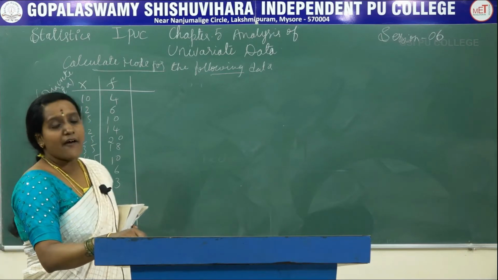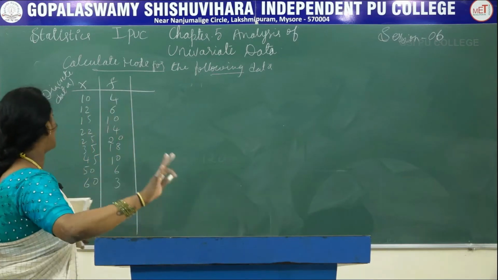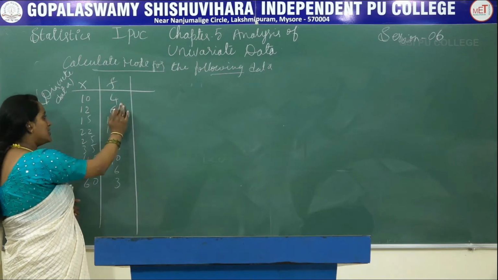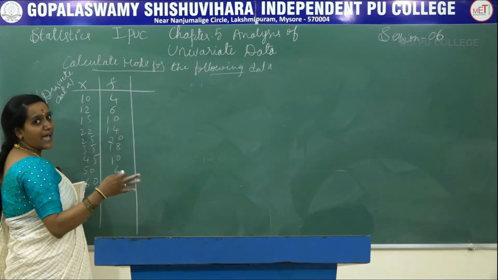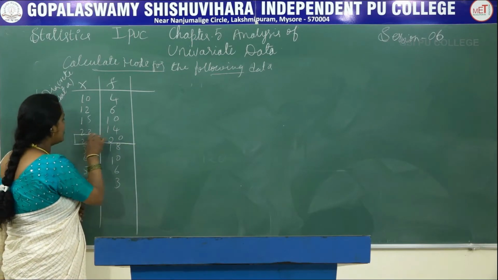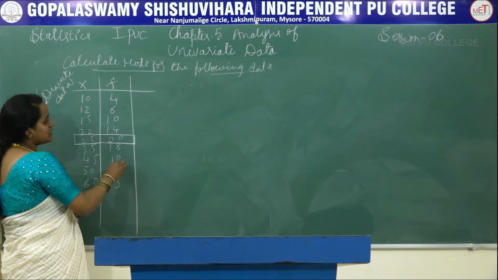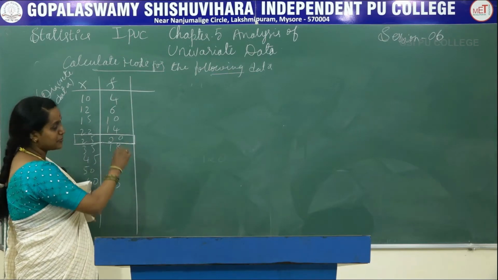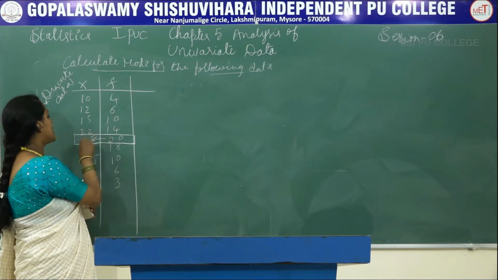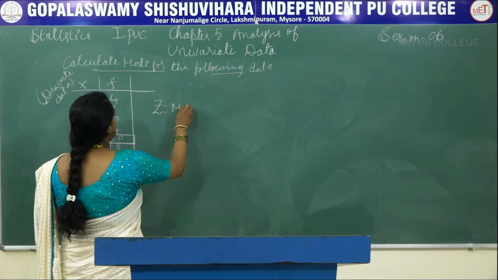In discrete data they have given the frequencies. Frequency is nothing but the number of times the value is repeated. So here we have to observe the frequencies first. In this frequency column, the maximum number is 20, and the corresponding X value for 20 is 25. So this 25 is the mode.